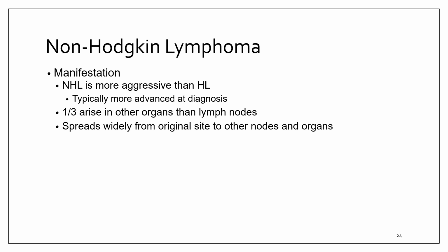Non-Hodgkin's lymphoma spreads widely from the original site. It frequently involves multiple lymph nodes, bone marrow, the liver, the spleen, the GI tract, the skin, and the central nervous system. Fun and slightly terrifying fact, about 1/3 of NHL cases arise outside lymph nodes entirely. These are called extranodal lymphomas. So sometimes the lymphoma isn't even in lymph tissue. Pathology keeps us humble, okay?